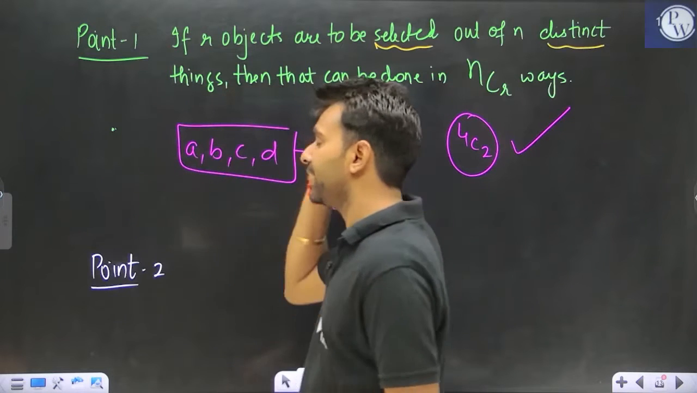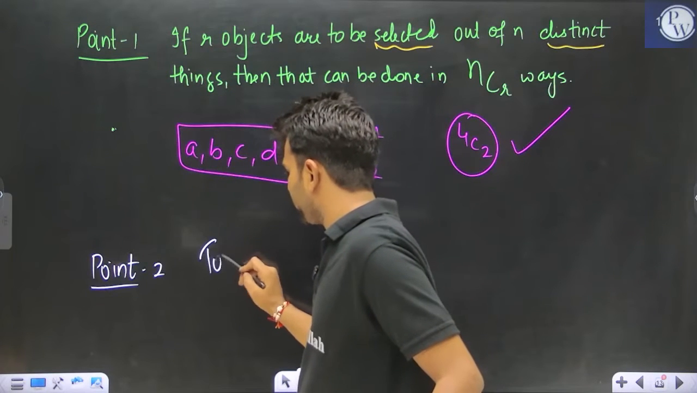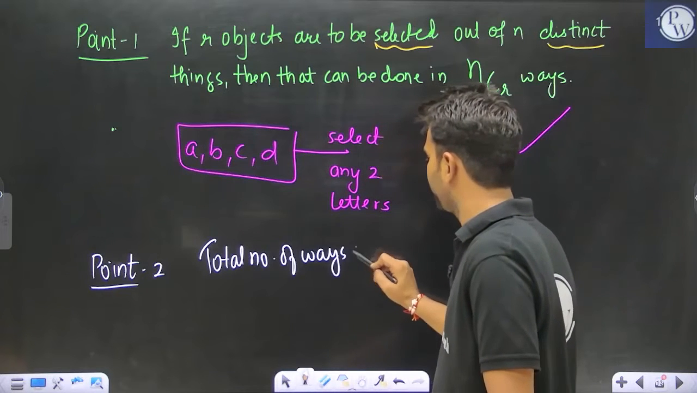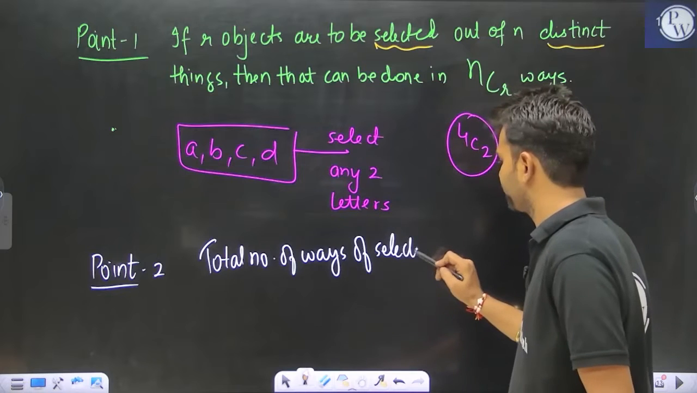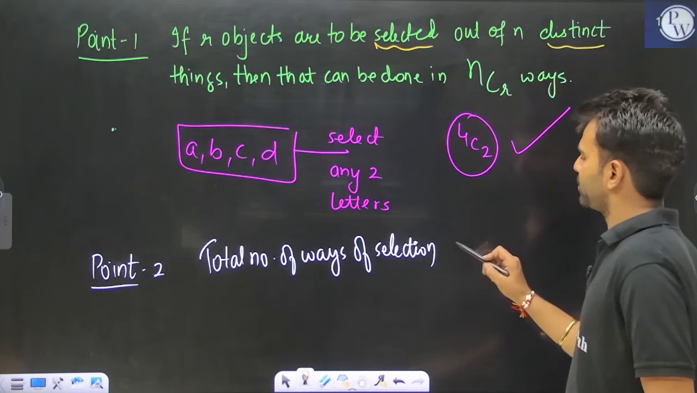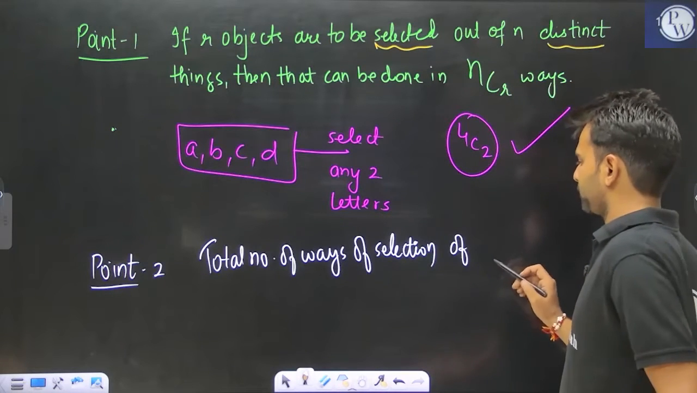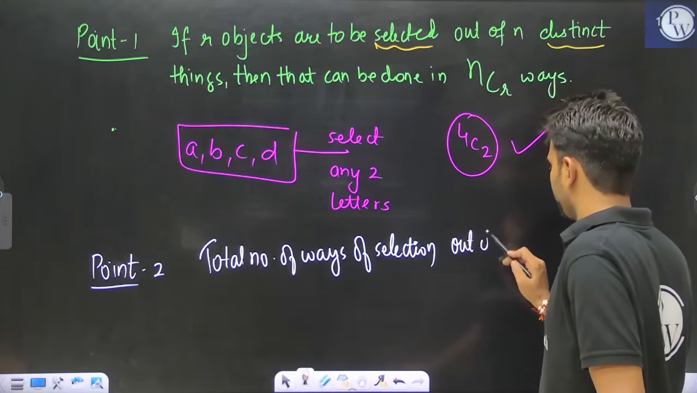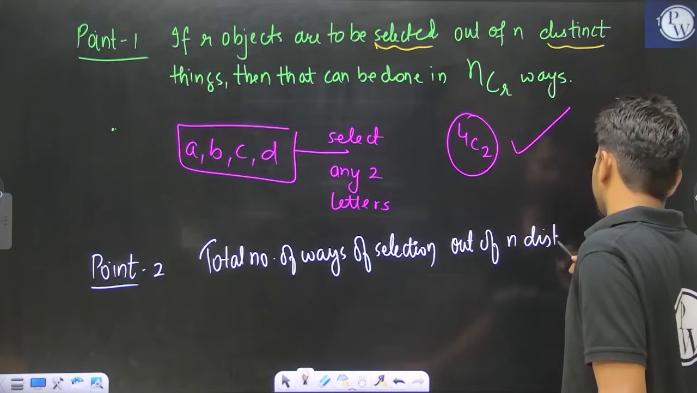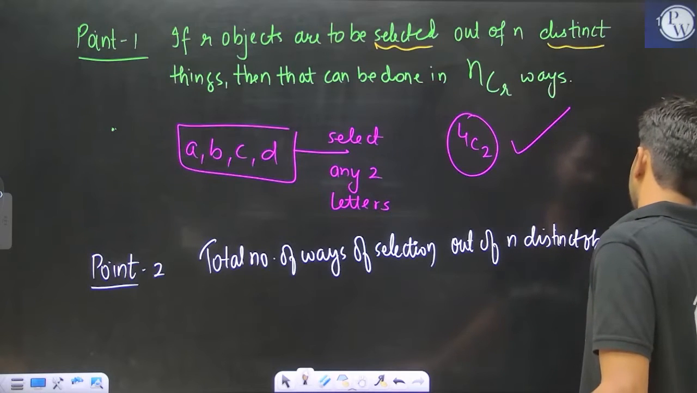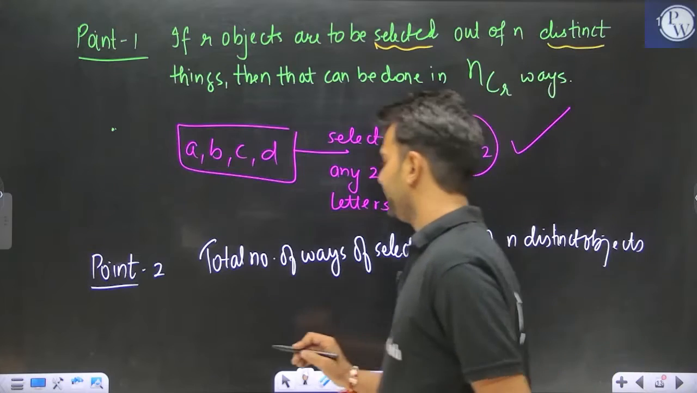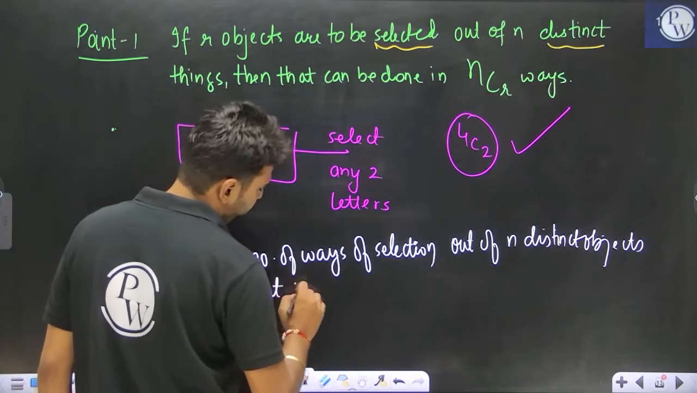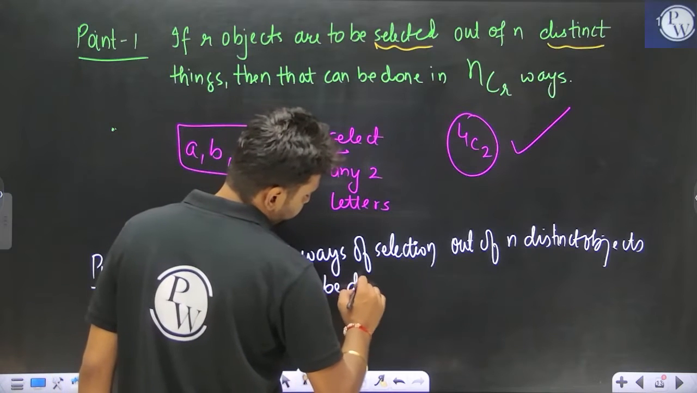If I give you something like: total number of ways of selection out of n distinct objects, then that can be done in how many ways? Do let me know.